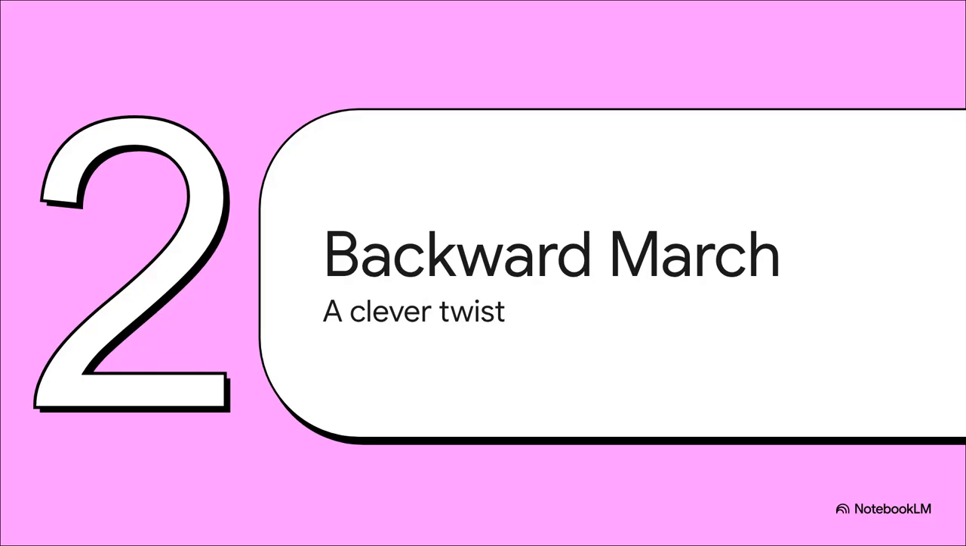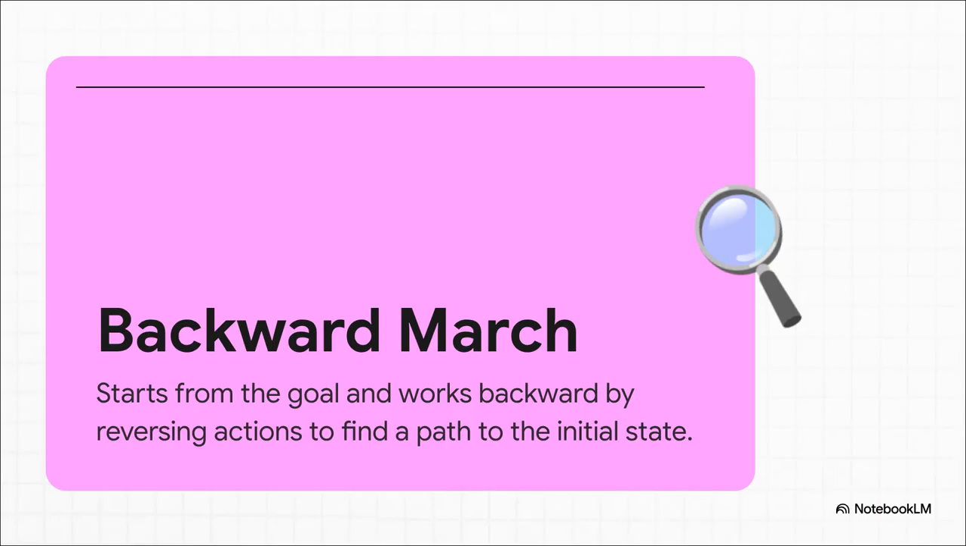But hang on. What if starting at the beginning is just the wrong way to think about it? What if you started at the end and worked backward? Well, that's the whole idea behind our second method, backward march. And it's a clever and often way more efficient approach. This technique is also known as regression. Here, the AI starts with the final goal and just asks one simple question: what had to happen right before this? And it keeps asking that question, stepping backward one action at a time until it gets all the way back to where it started.